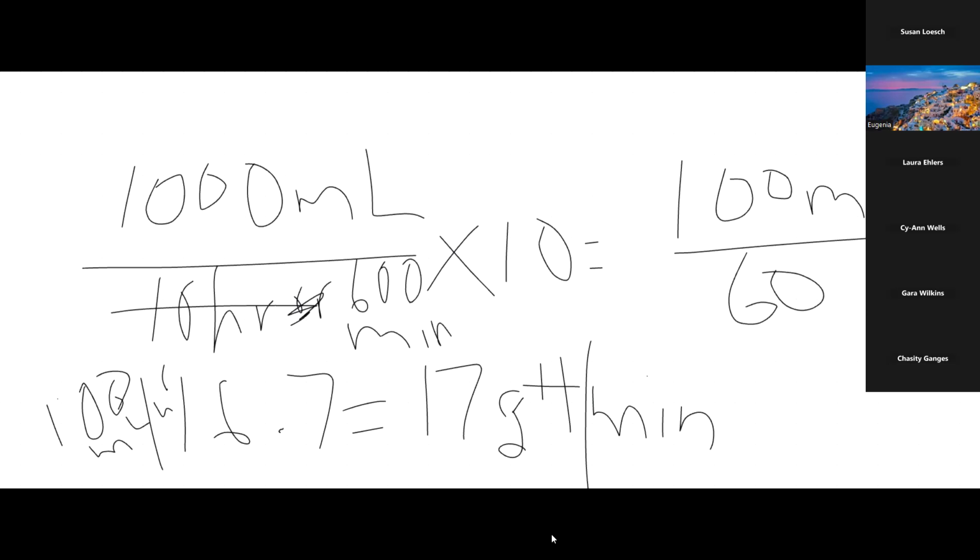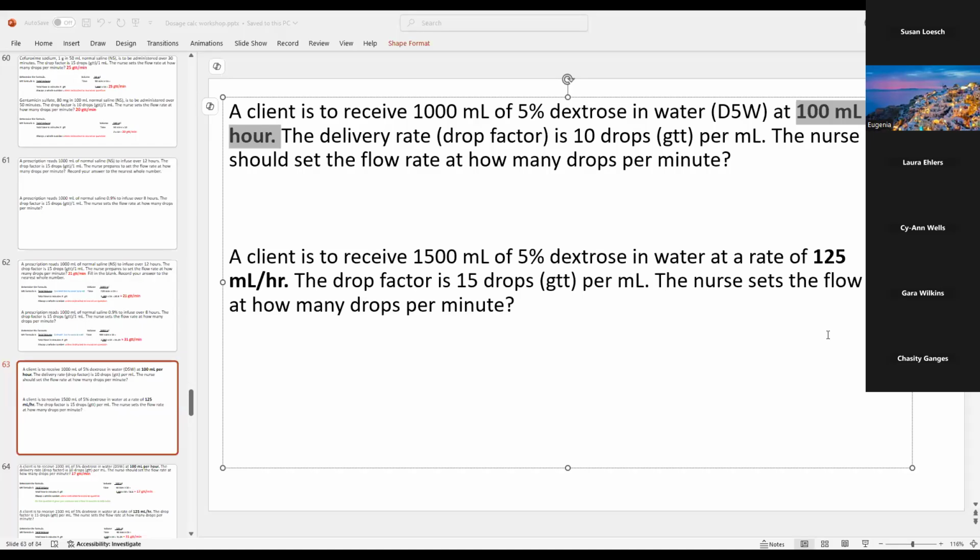So let's try the bottom one. Now, the bottom one's the same kind of question, okay? So if you're going to use the 1,500 here, then you have to divide it by the 125 and determine how many hours it's running for first. Or you can take the cheat, use the 125 over 60, and multiply the 15. And you understand why you can use the 125 over the 60, right? Because it gave you a volume and a time there.